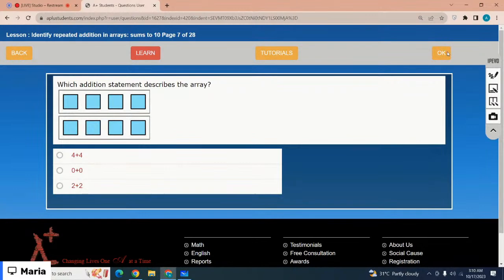Okay, which addition statement describes the array? Which is the correct option? You have 2 rows, and in each row you have just 4 squares. So that would be 4 plus 4. Option number 1 is the correct option.